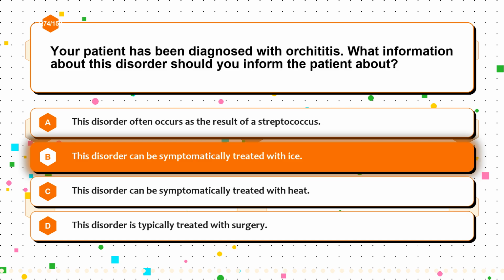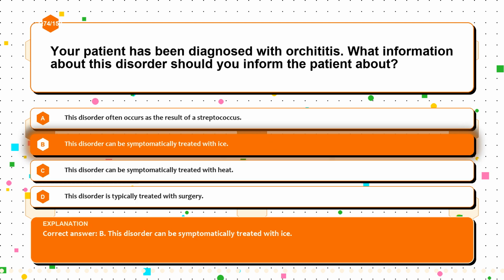The correct answer is option B. This disorder can be symptomatically treated with ice. Correct answer B. This disorder can be symptomatically treated with ice.